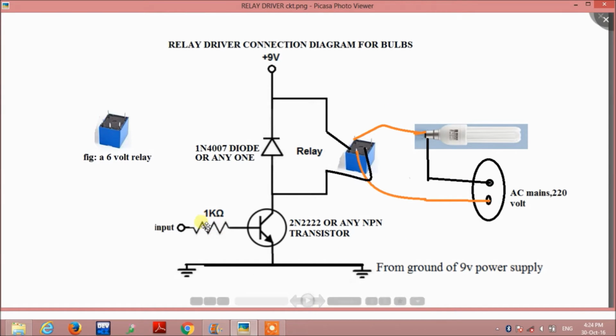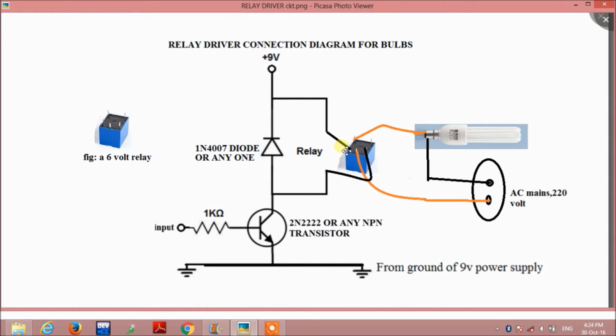We are using a resistor of 1 kilo ohm and a transistor, or you can use any NPN transistor like BC187 or BC547, a general purpose diode, 1N4007 I am using, or you can use another also, and a relay of 6 volt. Here is the VCC of 9 volt to drive the 6 volt relay. You have to choose this VCC value according to the relay's requirement to drive it.